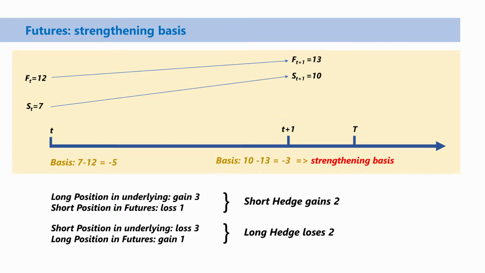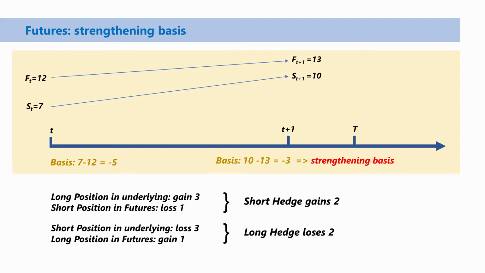At time t, the spot price is 7, and the futures price FT for delivery in time capital T is 12. The basis is therefore 7 minus 12, which is -5. Let's assume that at time t plus 1, the spot price has increased by 3, and the futures price for delivery in time capital T has increased by 1. The basis now is 10 minus 13, which is -3.